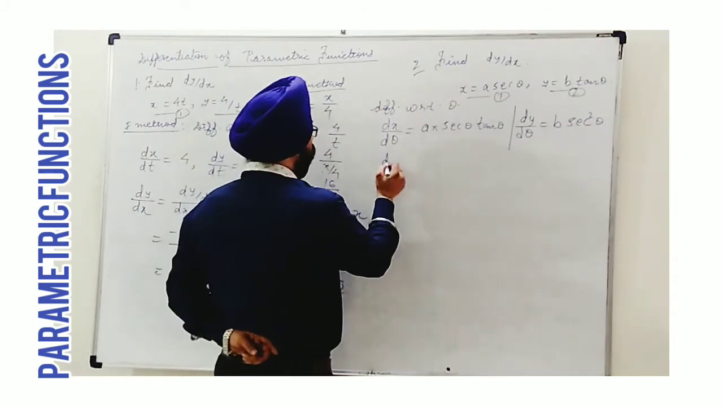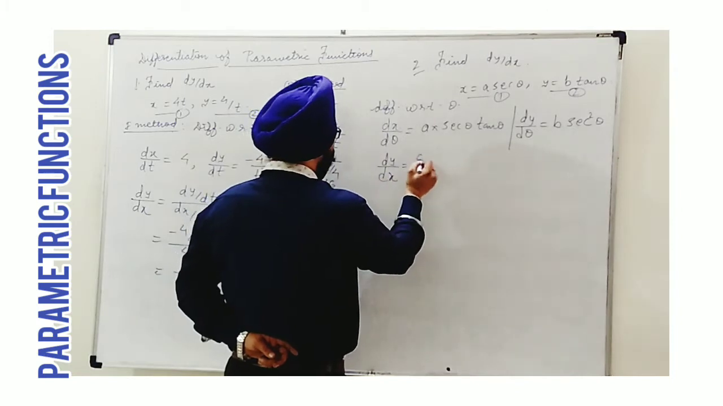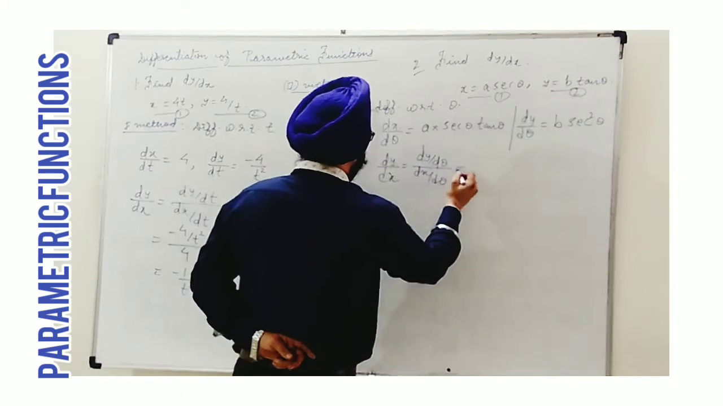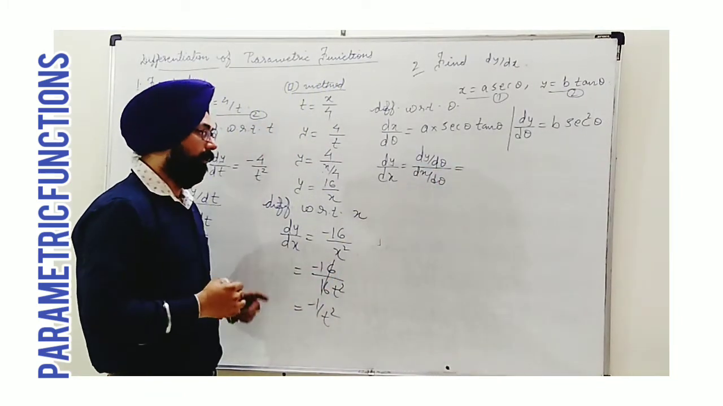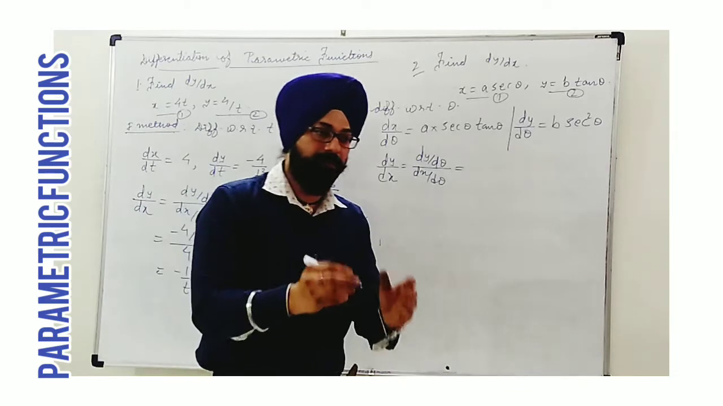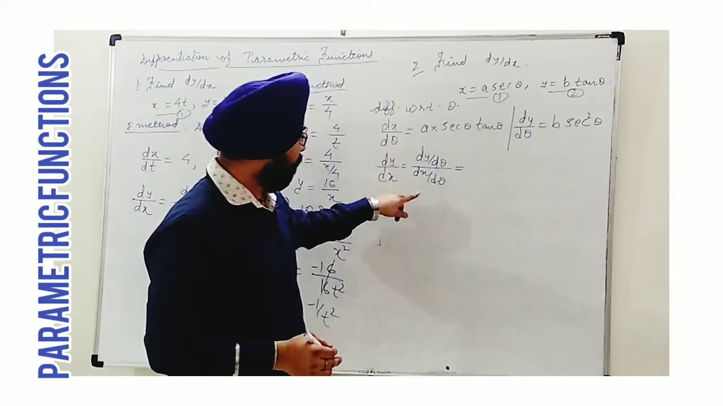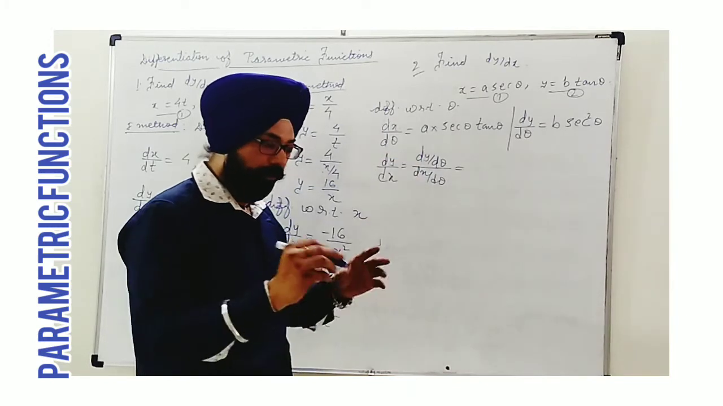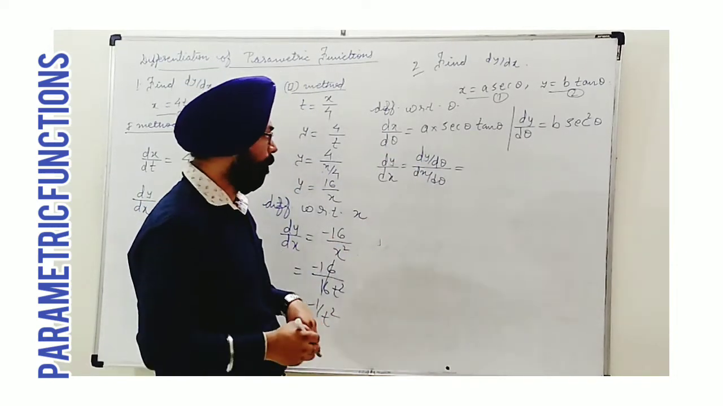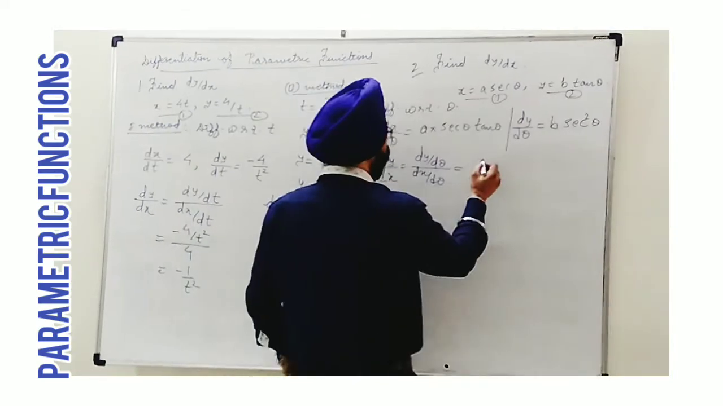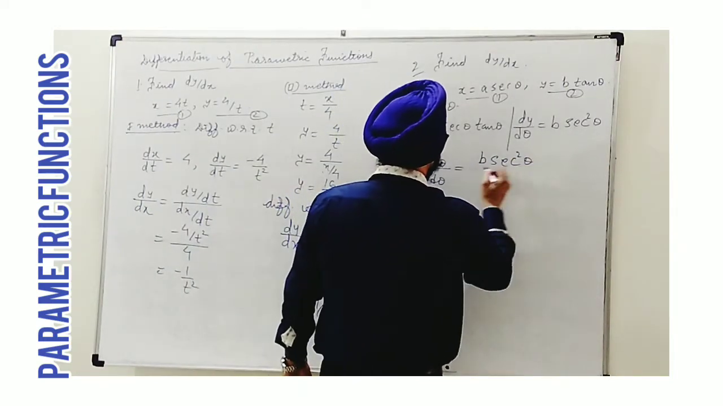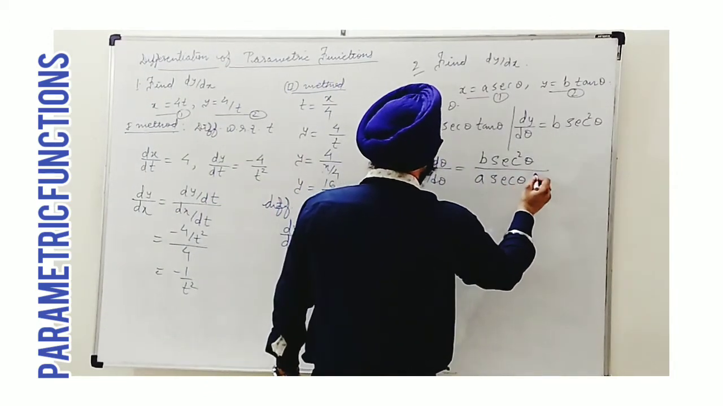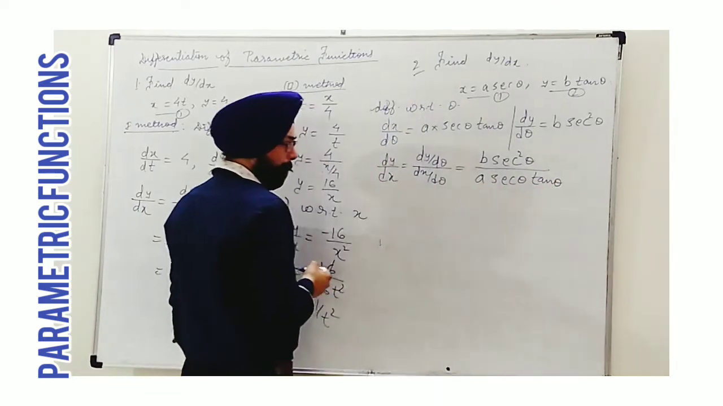Now in this case, to find dy by dx, we have to write it as dy upon d theta, dx by d theta, and now simply you put the values. But take care, whenever I have seen that students, whenever they substitute the values, by mistake they write dx by d theta in place of dy by d theta. They interchange these two values. So while putting the values, that time you have to be careful. So dy by dx will be b sec square theta upon a sec theta tan theta.